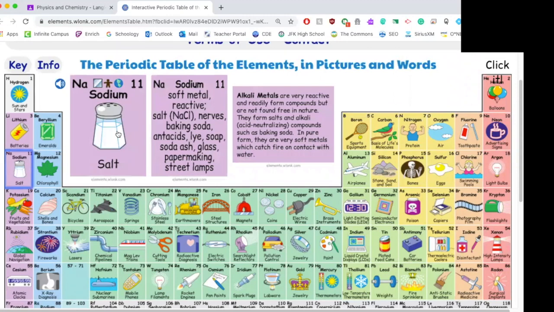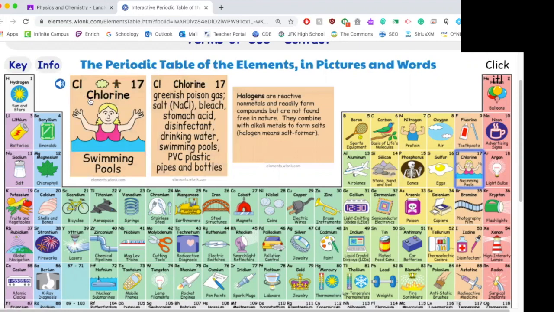The other one I'm looking for is Cl. Looks like that one's on the other side, all the way over here. Cl is chlorine, number 17. And it's a green, poisonous gas. Whoa. It's green and it's a gas. That doesn't sound like salt either.